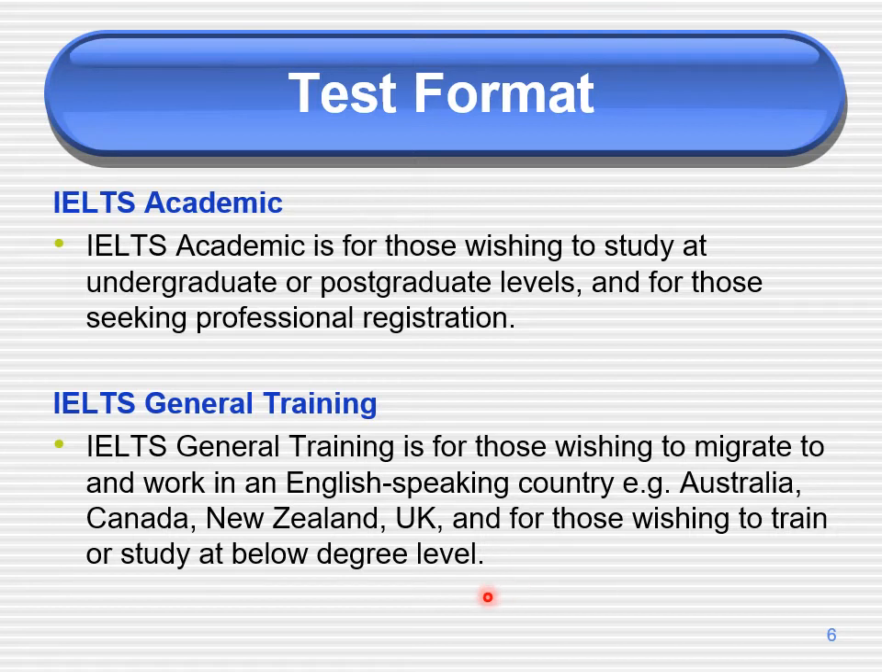For example, you want to migrate to Australia. There is a point system, and one of the requirements is language. If you have done IELTS, you get a certain number of points, and at the same time there is a band that is required by the immigration authorities. So you must check what band is required in case you apply for migration.